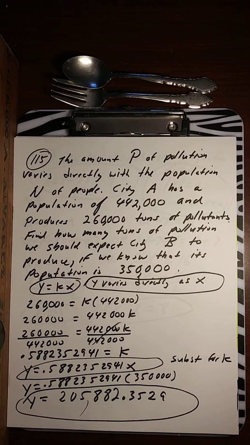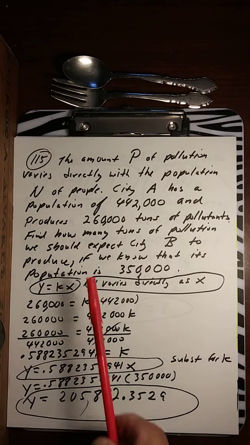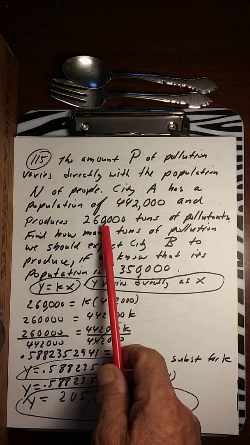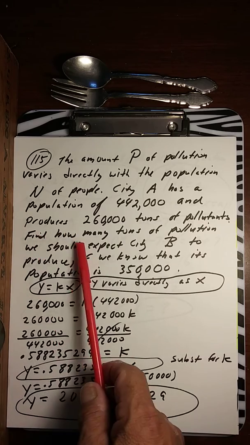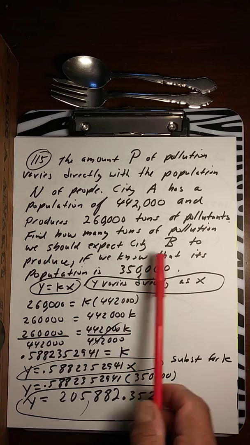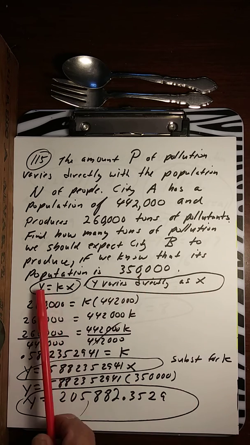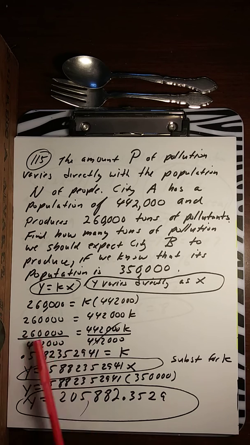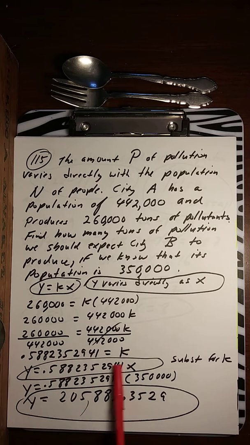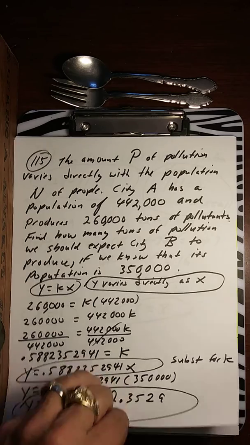The amount P of pollution varies directly with the population of the people. City A has a population of 442,000 and produces 260,000 tons of pollutants. Find how many tons of pollutants we should expect city B to produce if we know that its population is 350,000. All right. Varies directly as x means y equals kx. Put the numbers in. Divide by 442,000, divide by 442,000. These are gone. The calculator gives you this number. So now y equals this x. Now we're going to substitute 350,000 in there. That times that is going to be 205,882.3529. You can round it off if you want.